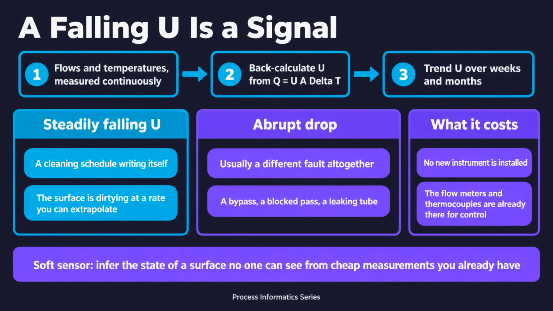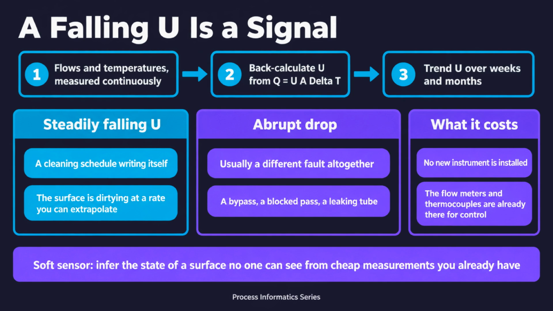Fouling is also the one resistance that changes with time, which makes it observable. Flows and temperatures are measured continuously, so U can be back-calculated from Q equals U A delta T and trended over weeks and months. That trend is worth reading carefully. A steadily falling U is a cleaning schedule righting itself. The surface is dirtying at a rate you can now extrapolate toward the next shutdown. An abrupt drop is usually a different fault altogether, a bypass, a blocked pass, or a leaking tube, and treating it as fouling wastes a cleaning.